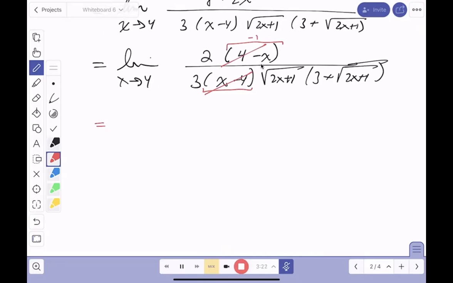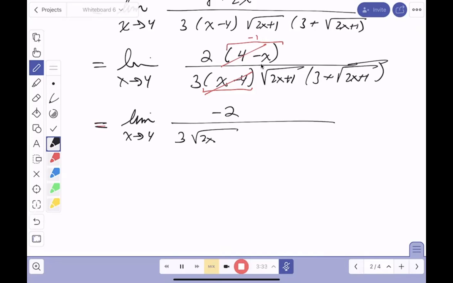And what do you get? Whoops, sorry about that. Limit as x goes to 4. It'll be -2 on top, 3 root 2x plus 1, and then you get 3 plus root 2x plus 1. I can use the limit laws now. What's the limit at the top? -2. Let's do the limit at the bottom.